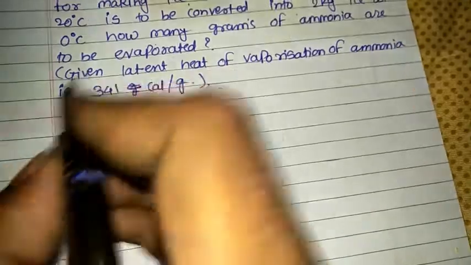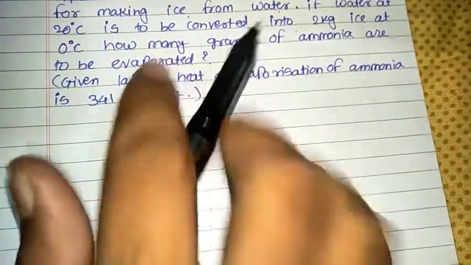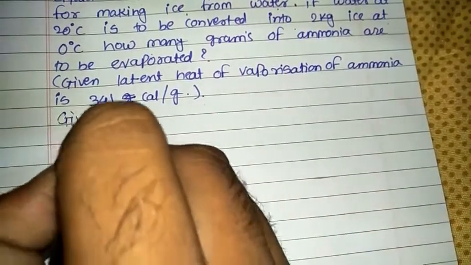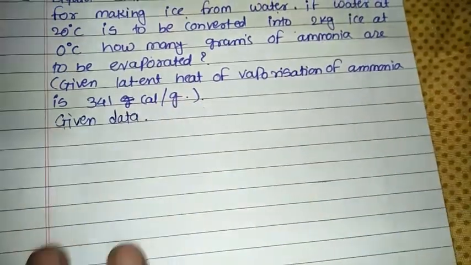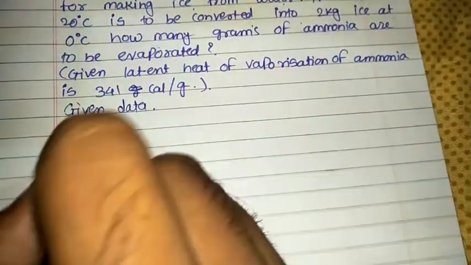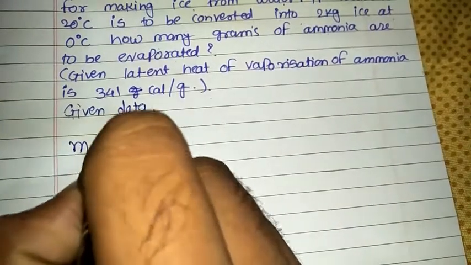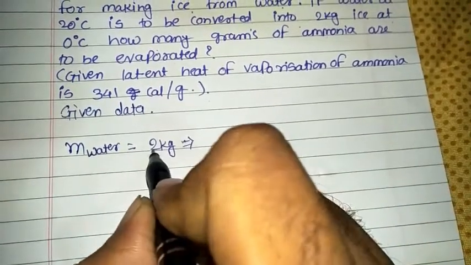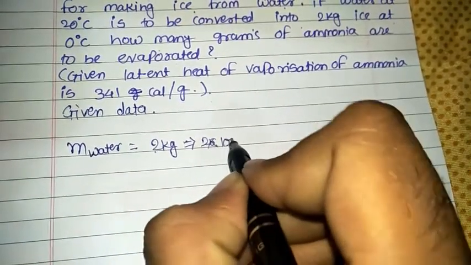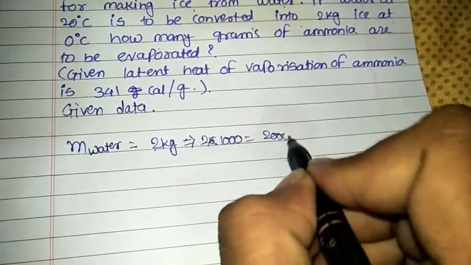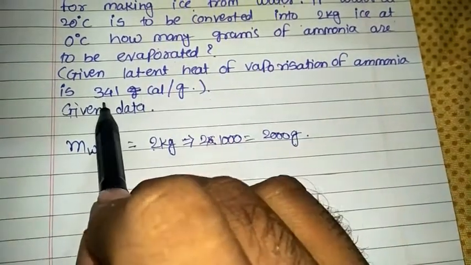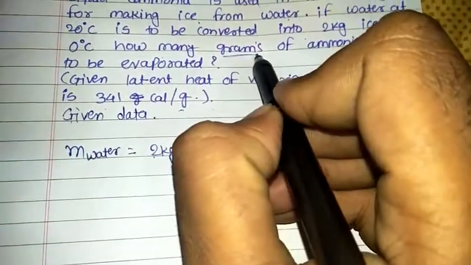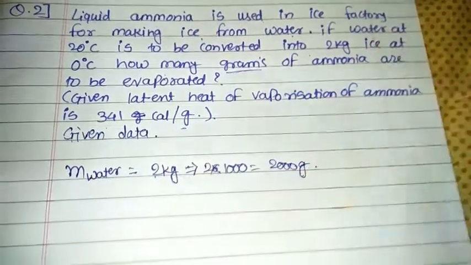As we have earlier discussed, whenever a numerical is given, first we have to write down the given data. So what quantities are given? The mass of water is given, that is 2 kg, which we have to convert into gram. So 2 kg multiplied by 1000 is equal to 2000 gram. Why have we taken gram? Because the specific heat is given in gram, and the question also asks for the answer in gram. So that's the reason we have taken gram only.